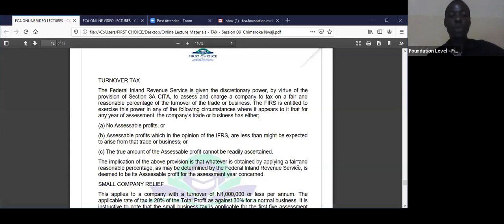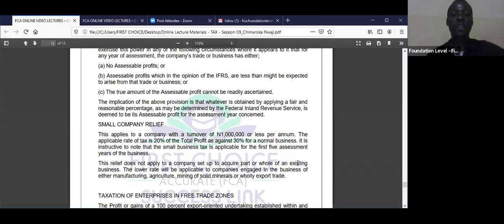Now there's what they call small company relief. Small company relief has also been taken over. They say this applies to a company with a turnover of 1 million or less. All right. This small company relief has been taken over by the Finance Act. Small companies now do not qualify. Anyone that qualifies at 1 million is still a small company. But in this definition, before now, once you have over 1 million of turnover, you are a medium or a big company.